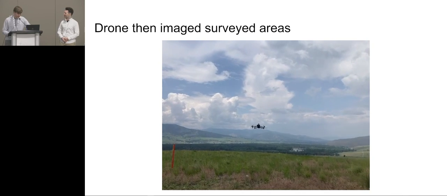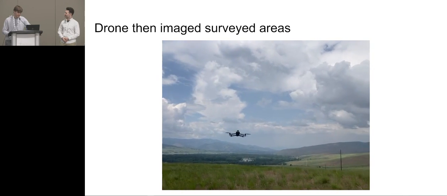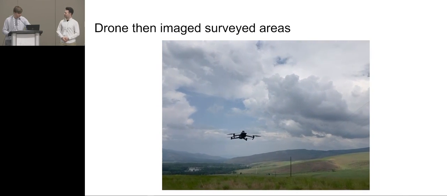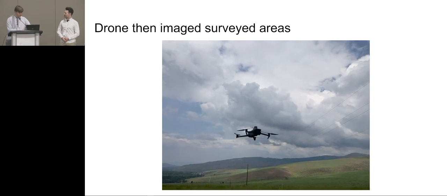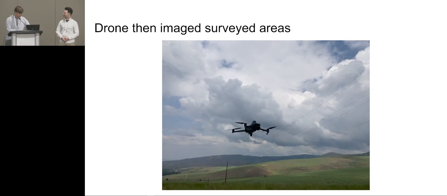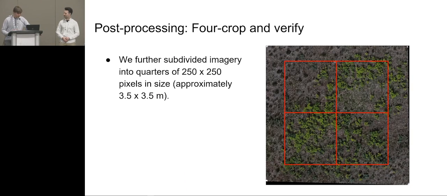And here's the drone we used, and you can see the landscape that leafy spurge is in. Okay, so after getting each 9x9 crop, we would further subdivide this region into 4 squares with a size approximately 250 by 250 pixels or 3.5 by 3.5 meters. And in each of these squares, we would also verify whether or not spurge is present or not.